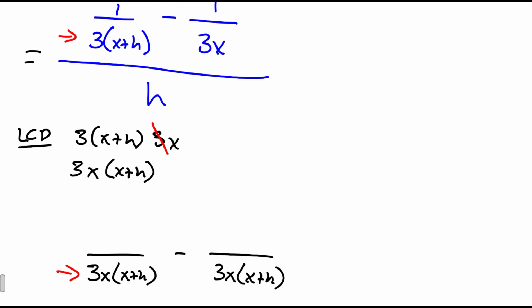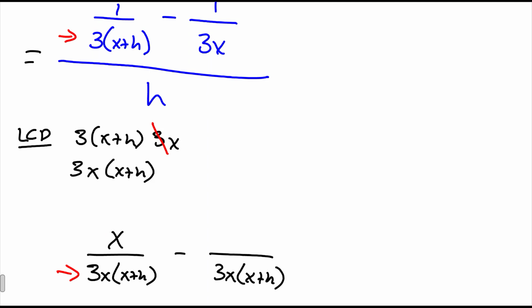Well, they each have a 3. Okay, that's cool. They each have an x plus h. Alright, that's cool. What's different? Our new denominator has an x. So what the difference is, that's going to be multiplied by the 1. So that would be x times 1, which would be x.